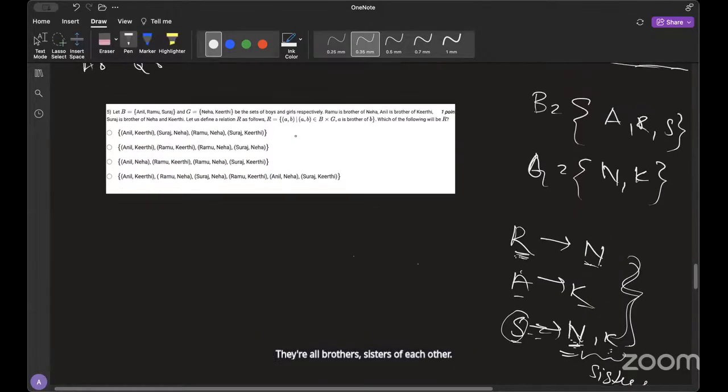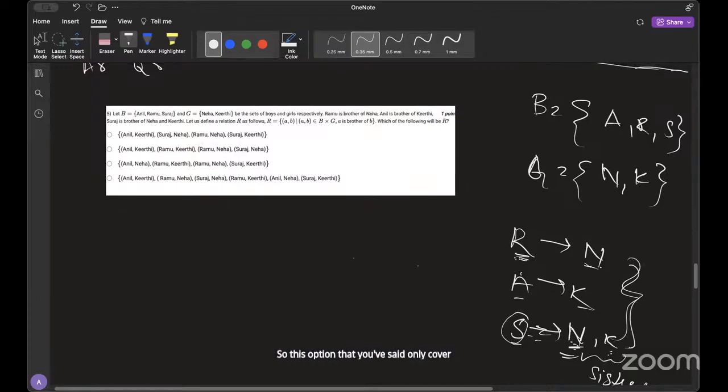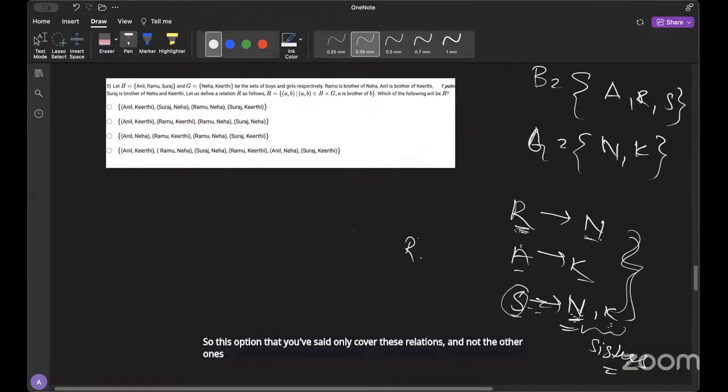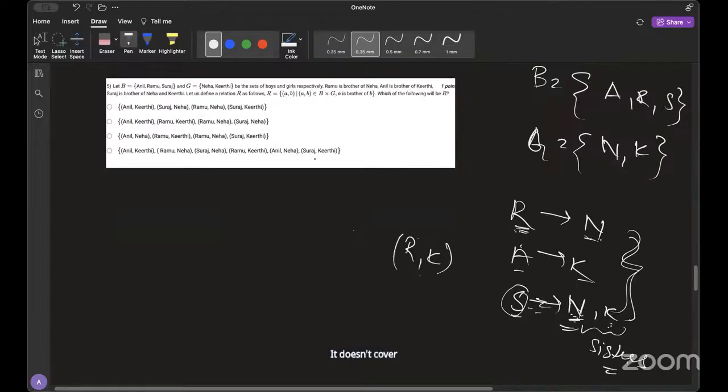So the option that you said only covers these relations and not the other ones. It doesn't cover R and K. It doesn't cover Ramu and Kirti. That should also be in the set, right? Okay, ma'am, I get it. Okay. Is it fine now? Yes, ma'am. Thank you, ma'am. Okay. Ma'am, please repeat it.